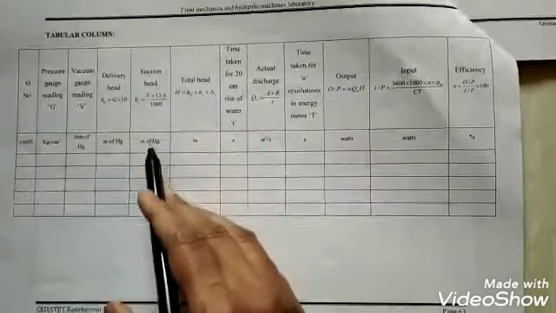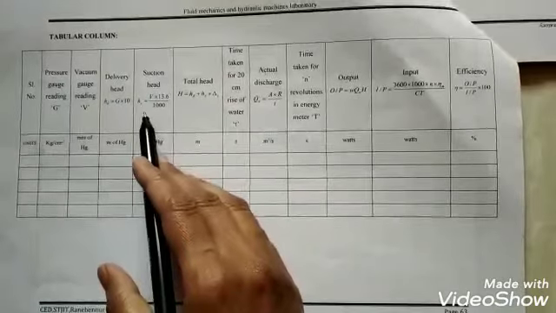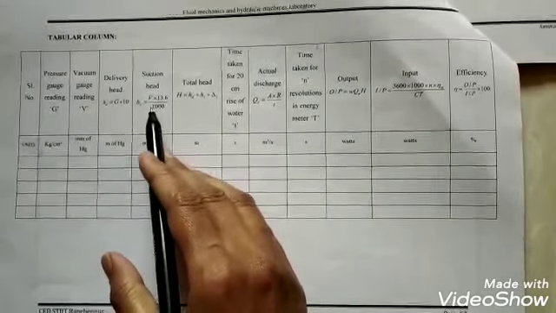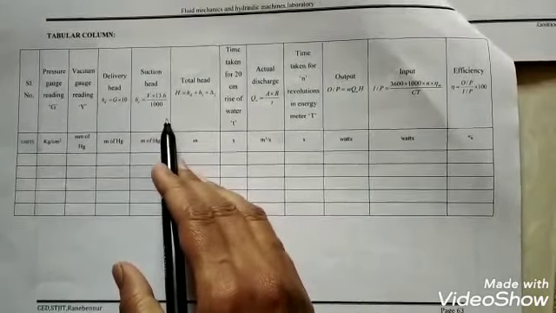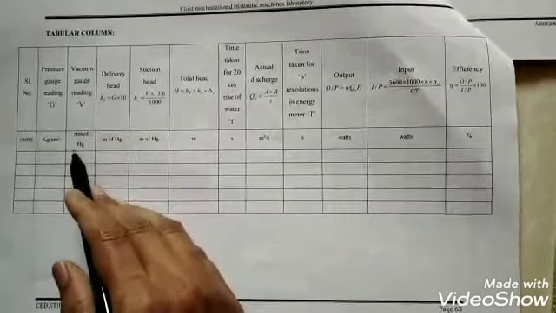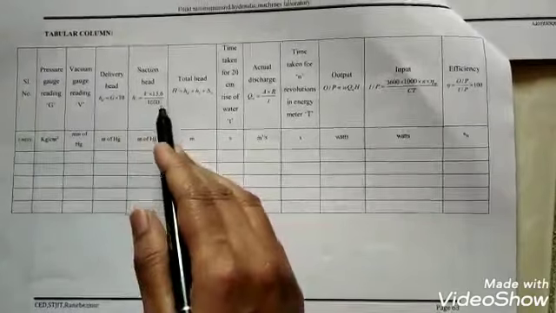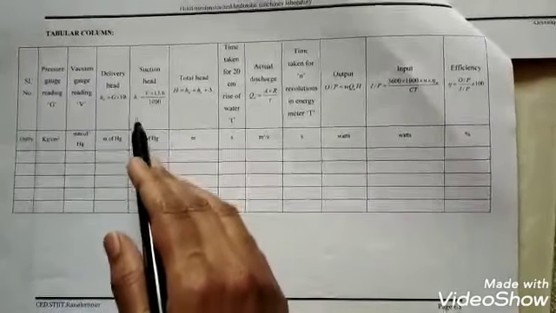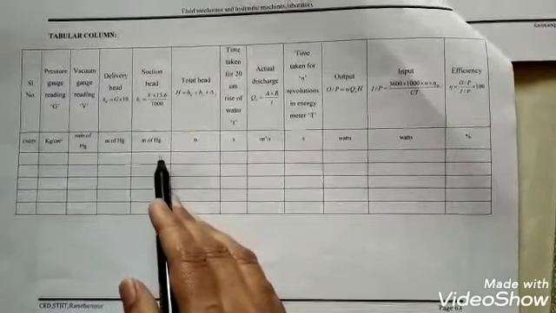And next one is the suction head. Suction head formula I have given. Hs is nothing but V into 13.6 divided by 1000. V is nothing but the vacuum gauge reading, which is there in the previous column. Multiply by 13.6 divided by 1000, and you will get the suction head in terms of meter of Hg.